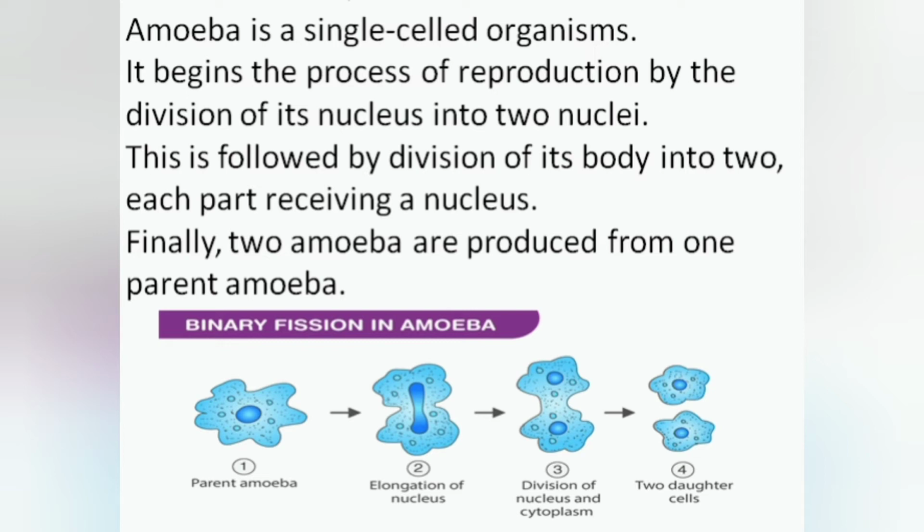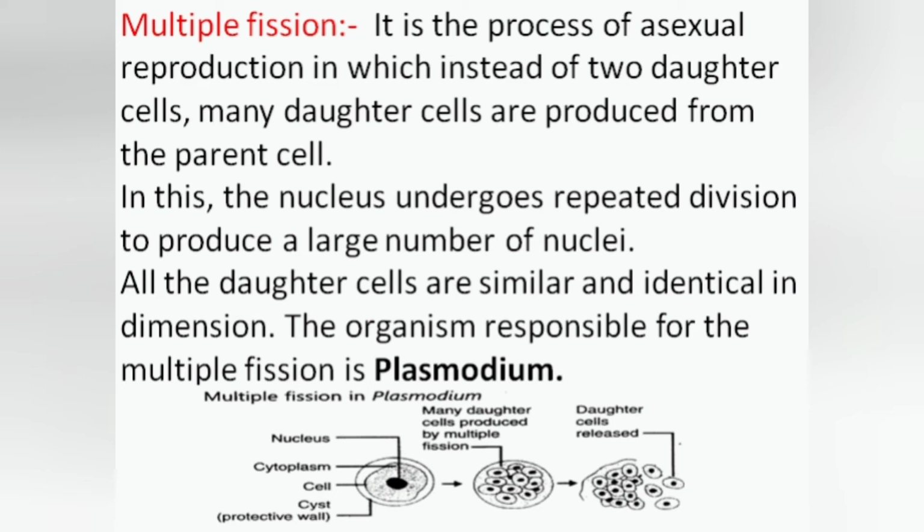So we can say that a type of asexual reproduction in which an animal reproduces by dividing into two individuals is called binary fission. Students, now we will study another type of fission, which is multiple fission. It is the process of asexual reproduction in which instead of two daughter cells, many daughter cells are produced from the parent cell. In this, the nucleus undergoes repeated division to produce a large number of nuclei. All the daughter cells are similar and identical in dimension. The organism responsible for multiple fission is Plasmodium. This type of multiple fission in Plasmodium you can see in the diagram.